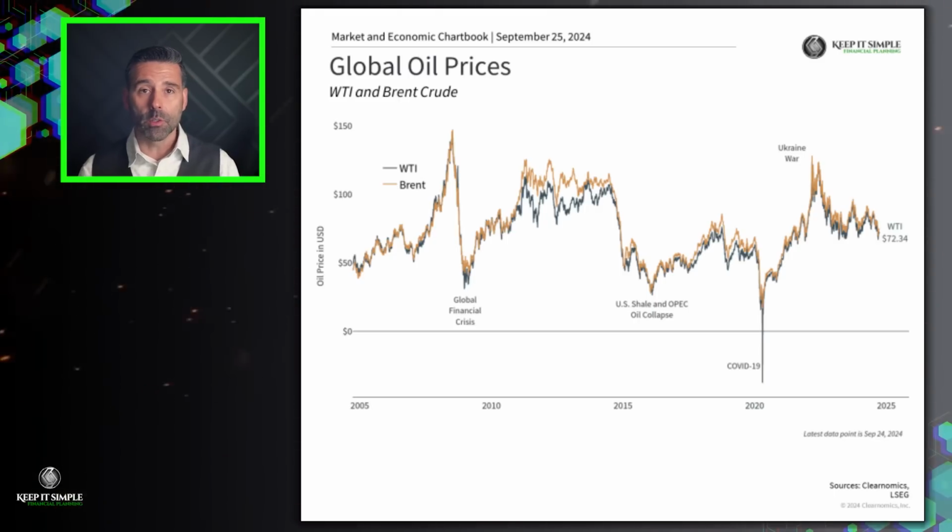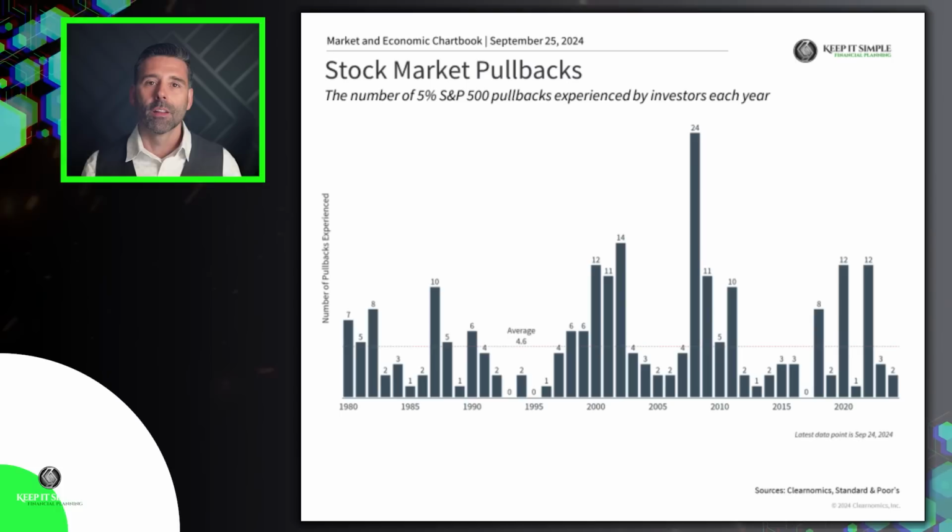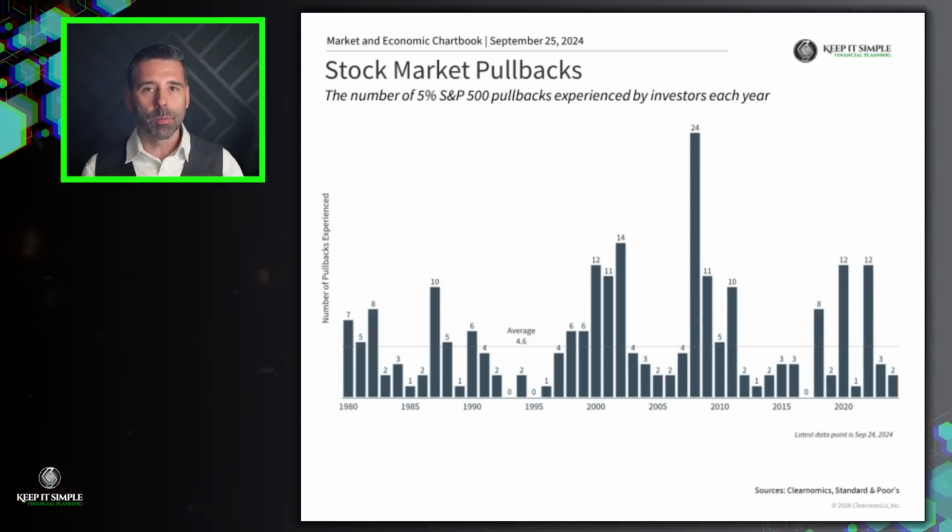The U.S., now the world's largest oil and gas producer, may be more insulated from global events than in the past. This increased energy independence could provide some buffer against oil price fluctuations. Markets may also be slightly less sensitive to monthly fluctuations in oil prices now that the Fed has officially begun to cut rates. Finally, despite ongoing geopolitical tensions, the stock market has shown resilience this year.